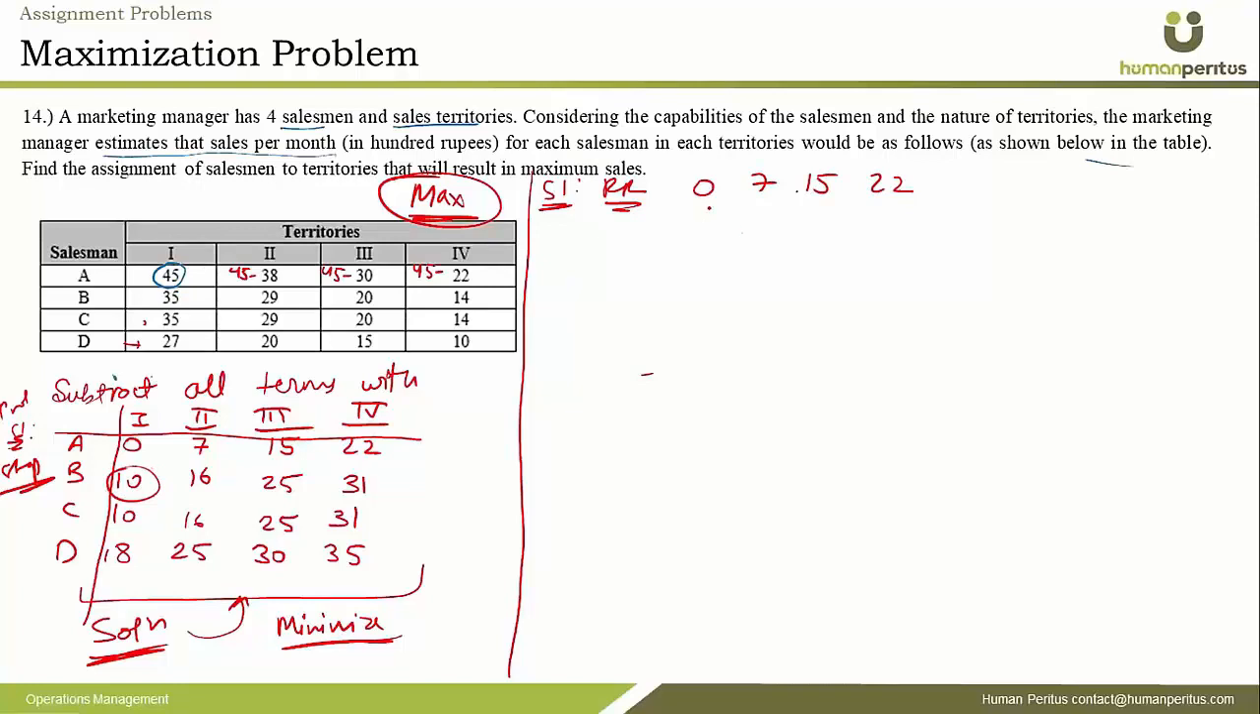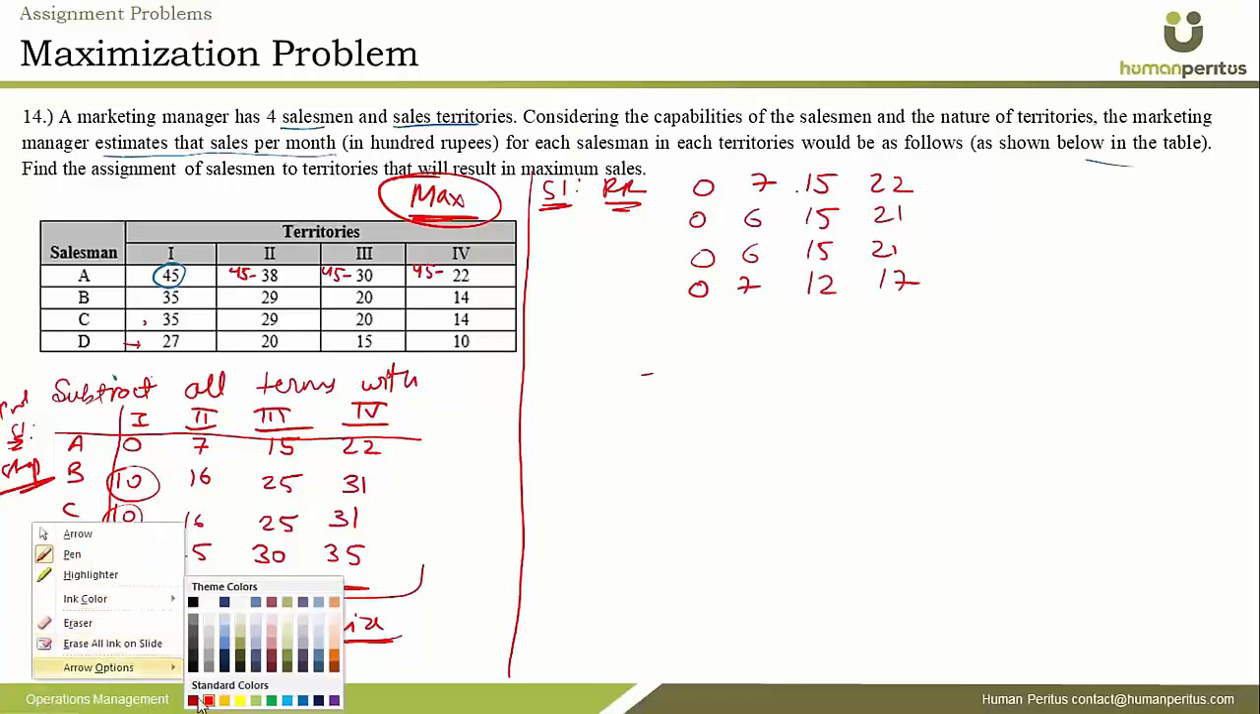So 0, 6, 15, 21. Here 10 is again the smallest term: 0, 6, 15, 21. Here 18 is the smallest term. So I will write here again 0, 7, 12, 17. Right? Let me change the color.